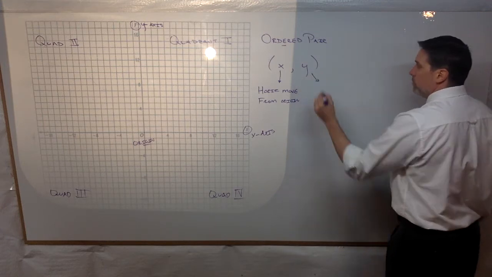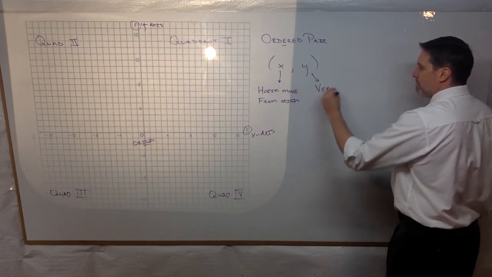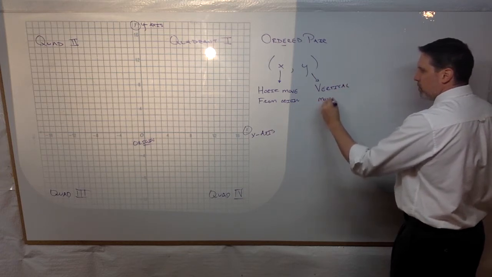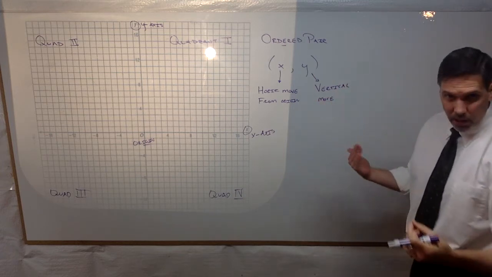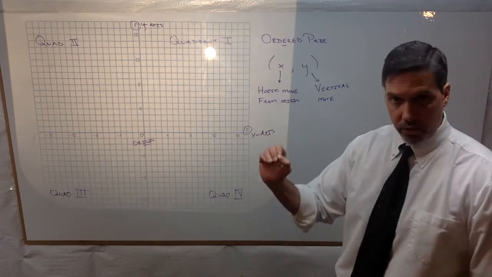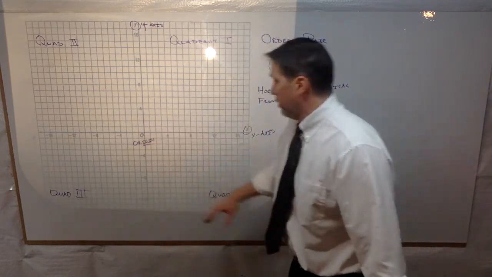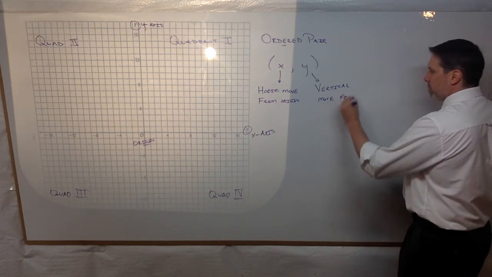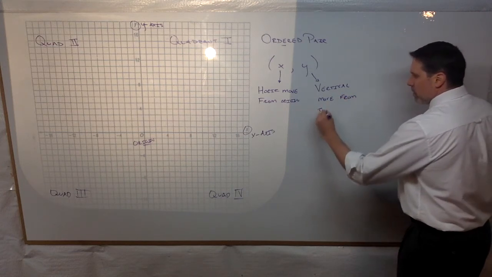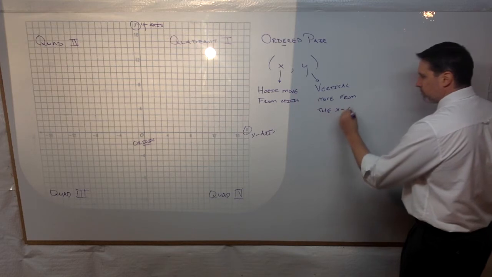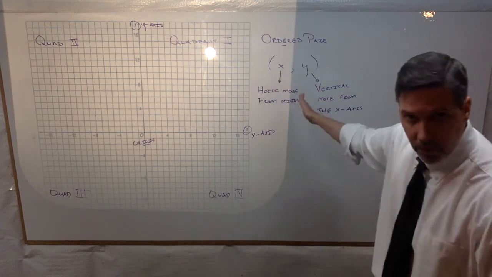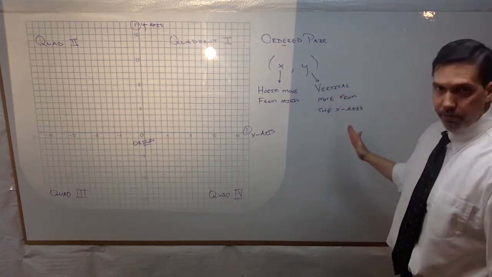Your second move will be a vertical move. Now, it's not a vertical move from the origin necessarily. I mean, it could be if your x-coordinate is 0, where you stay right at the origin, but it's a vertical move from the x-axis. So from where you left off with your x-coordinate, you now need to make a vertical move.